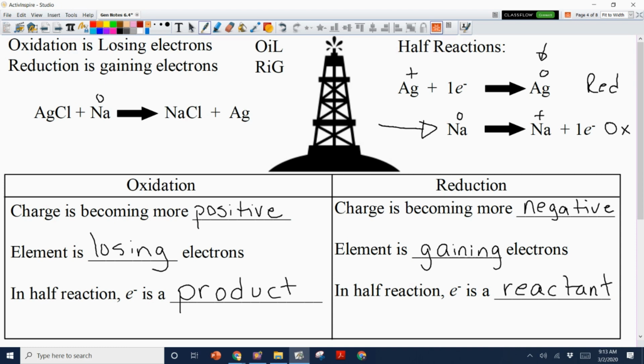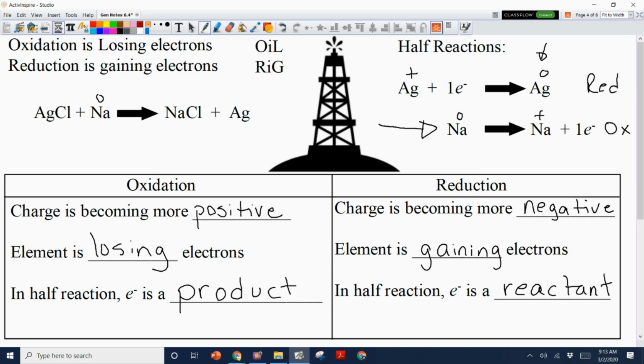Because it gets kind of confusing because electrons are negatively charged. When you gain an electron, you get more negative because electrons are negative. But you're using that word gaining, so that kind of throws your brain off, thinking that if you gain something, it's more of a positive direction. But remember, the electrons are negative. So you're gaining a negative charge. It's becoming more negative.